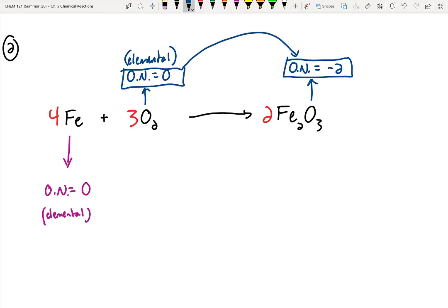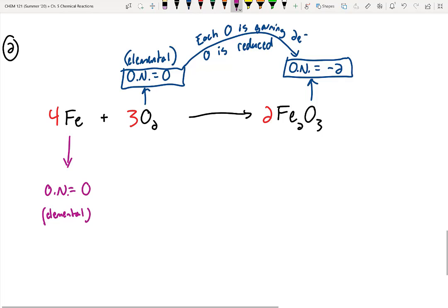And it looks to me like we're going from 0 to -2. Does that mean we're gaining or losing electrons? Gaining. Yeah, I'd say gaining 2 electrons. So I'd say each oxygen is gaining 2 electrons. Does that mean it's being oxidized or reduced? Reduced, right? LEO goes GER, gaining electrons is reduction. So oxygen is reduced.